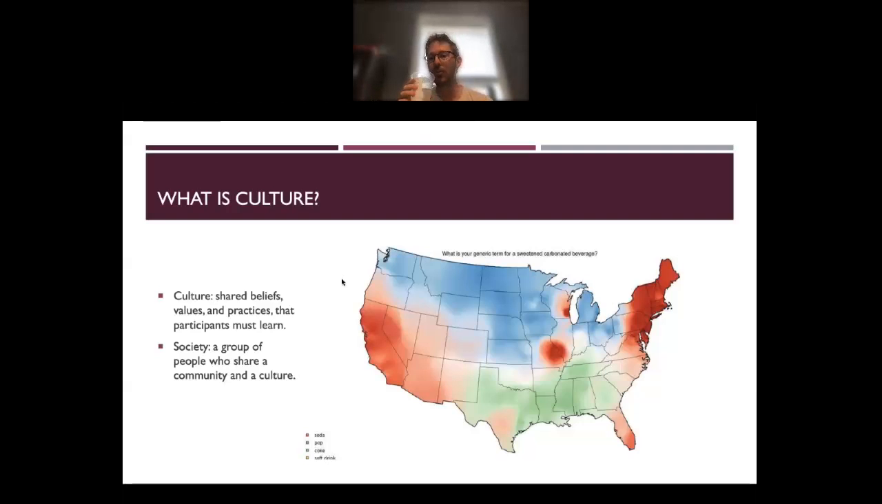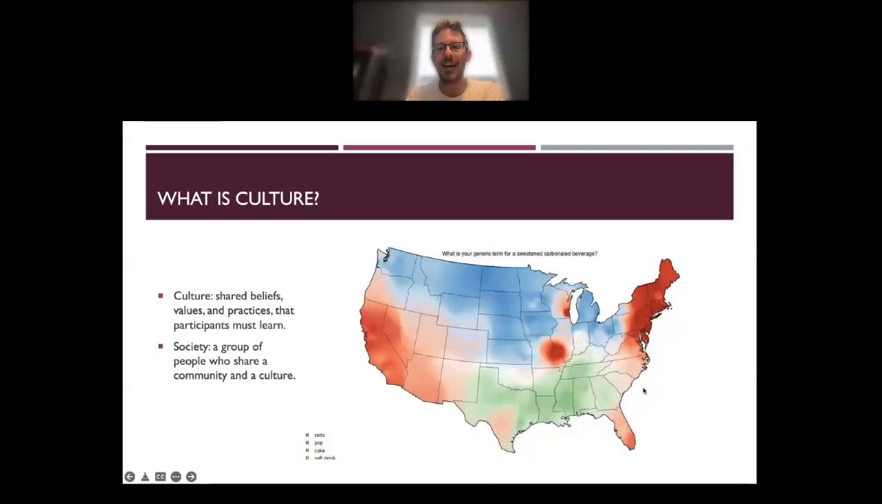So here is an example of a map of the United States and where different cultures spring up, by looking at the shared language of each of these cultures regarding how people talk about carbonated beverages. We see in the Northeast, in the South, and at the tip of Florida, when people talk about carbonated beverages, they say it's soda. Whereas in the upper North areas, it's pop.